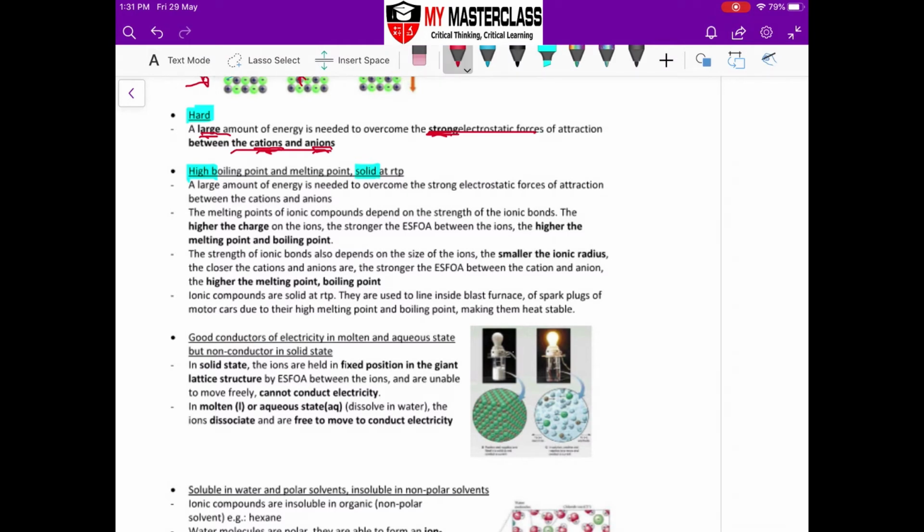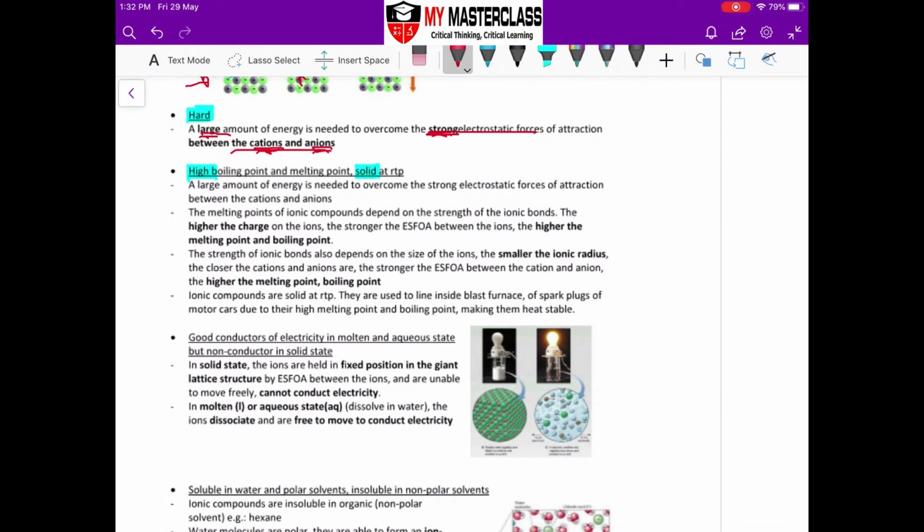If they have low melting point, low boiling point, for example, water, the boiling point is 100 and that is considered quite low. So 100 degrees is considered low boiling point. They are liquid at room temperature and pressure. Most of the time, if they have low melting point, low boiling point, they will be gas or liquid at room temperature and pressure. But with high melting point and high boiling point, they are solid at room temperature and pressure.